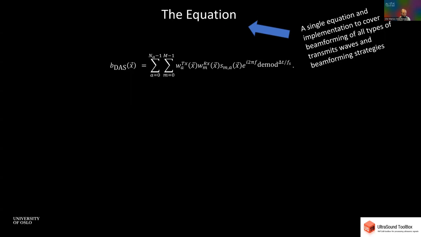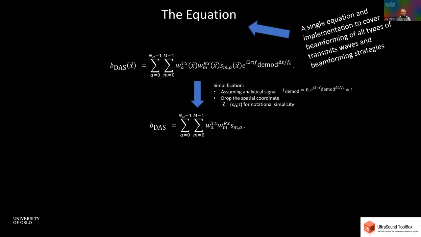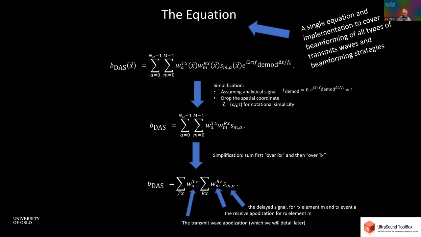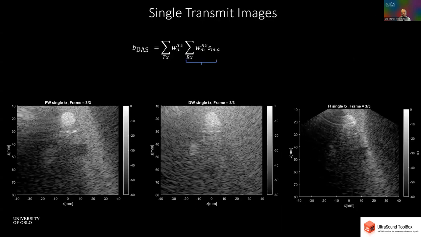Behind this is the equation of the generalized beamformer, which we can simplify. If we assume that we're using the analytical signal, we drop the spatial coordinate, and we can further modify it a bit to say that we're first summing over the Rx dimension, then summing over the transmit dimension. This is the delayed signal for every receive element and transmit event. This is the receive apodization, and this is the transmit wave apodization, which is crucial for the generalized beamformer. So we'll get back to that later.